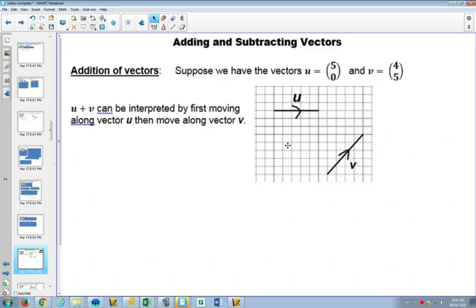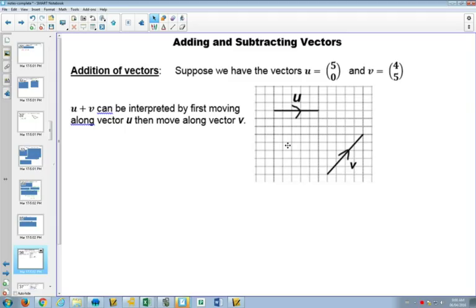So we looked a little bit at adding vectors, but only if they were position vectors. But you can add and subtract any vectors. So according to this, u is a vector that goes 5 to the right. And v is a vector that goes 4 to the right and then 5 up.